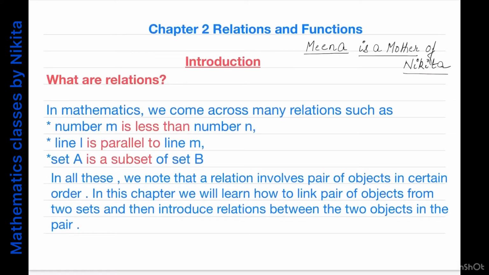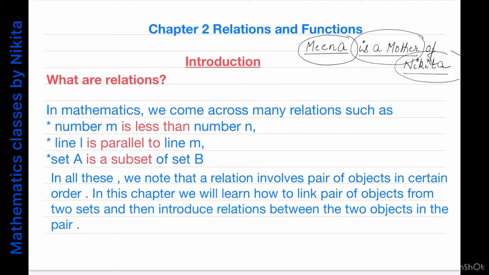Okay, so in maths we say that these are two objects. So this is how we are linking these two objects with the help of a relation, and is a mother is a relation. Now I cannot change the order of the objects. I cannot say Nikita is the mother of Meena. So that is not true. So therefore when I say that I have two objects and I have a relation between them, then the order of the objects is also very important. आपने किस order में लिखा है objects को.